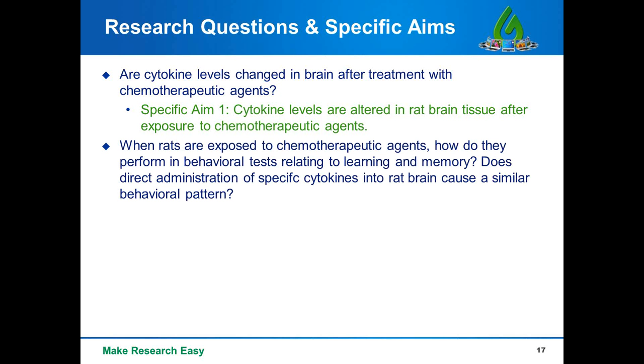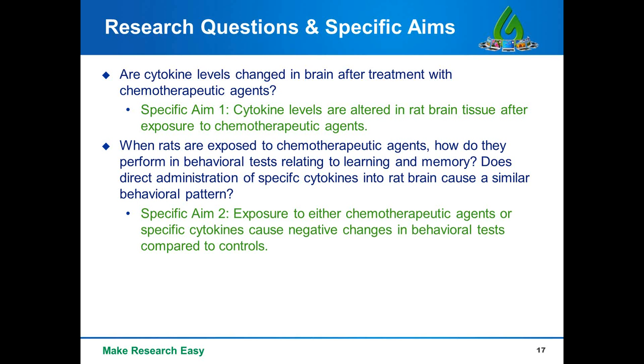A second question that we have is, when rats are exposed to chemotherapeutic agents, how do they perform in behavioral tests that relate to learning and memory? And does direct administration of specific cytokines into the rat brain also cause a similar behavioral pattern? So here we will expose rats to either chemotherapeutic agents or specific cytokines, and then look at negative changes in behavioral tests and compare these to control animals.